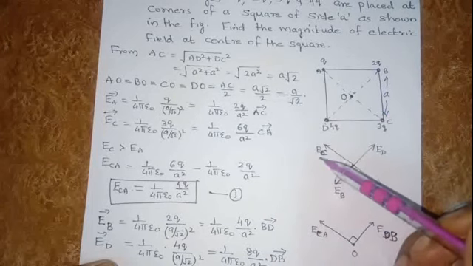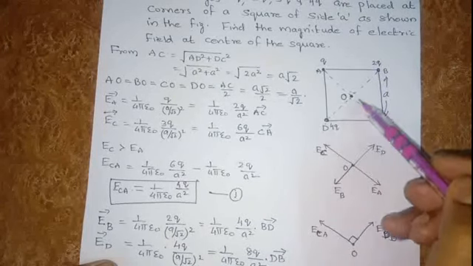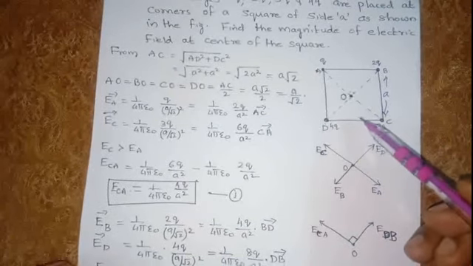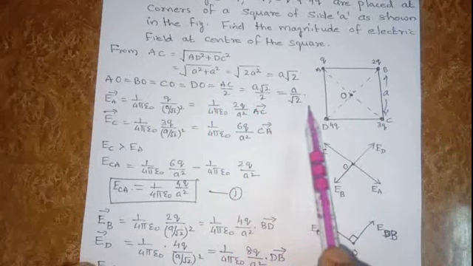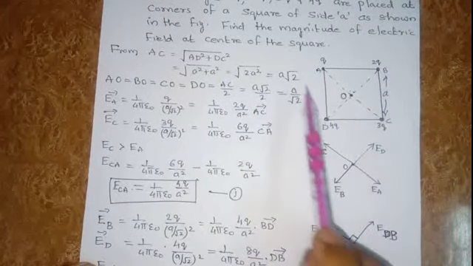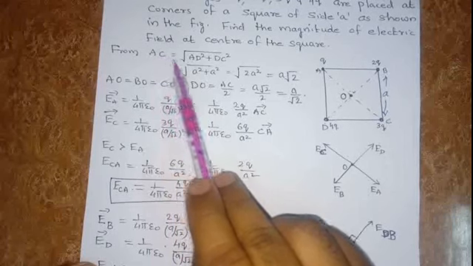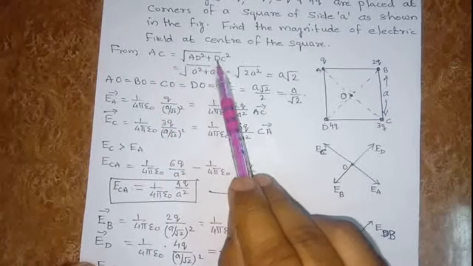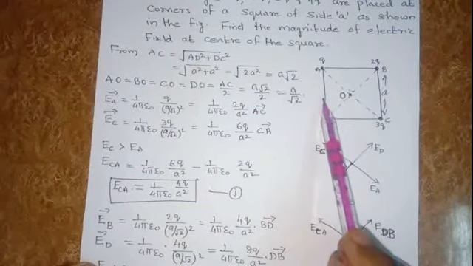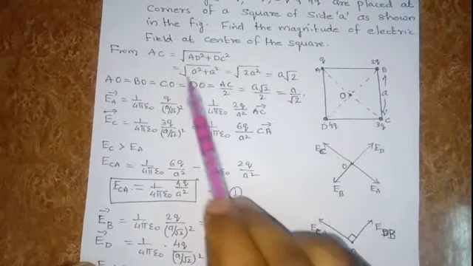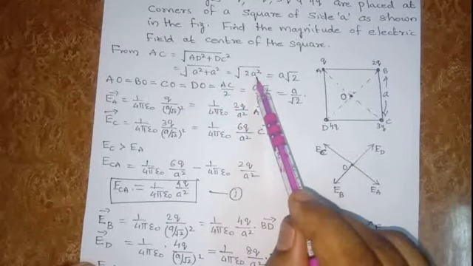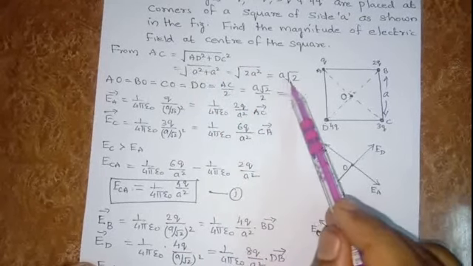The calculation of the electric field needs these distances. Therefore, the first aim is to find that distance. So let us take the right angle triangle ADC. From the right angle triangle ADC, the diagonal AC is equal to root of AD square plus DC square. AD is equal to a and DC is equal to a. Therefore, it is root of a square plus a square, which is root of 2 a square. a square can be taken out, so a root 2.